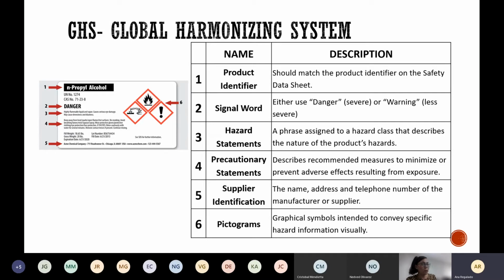So any questions on the global harmonizing system labels? No, ma'am. Thank you.